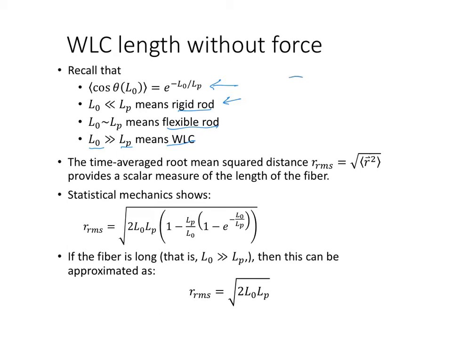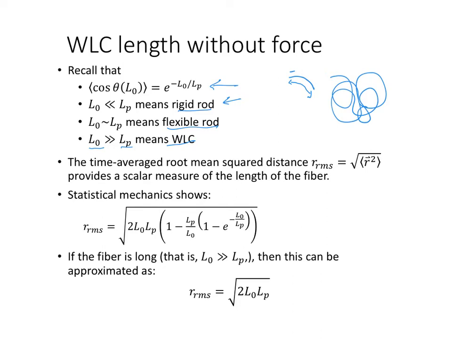This makes sense. You can think of the persistence length as the contour length along something at which there's a very significant bend when it undergoes thermal fluctuations. So a short one is straight and a long one is bent around many times and looks like a string.